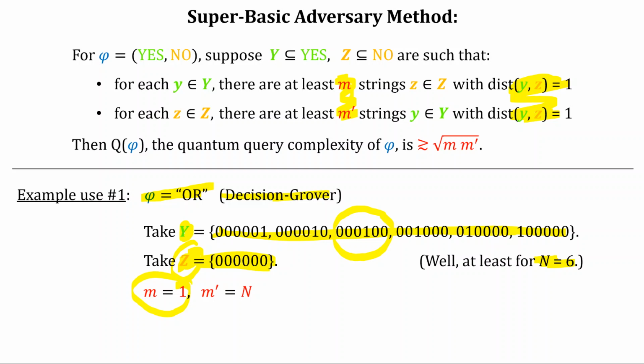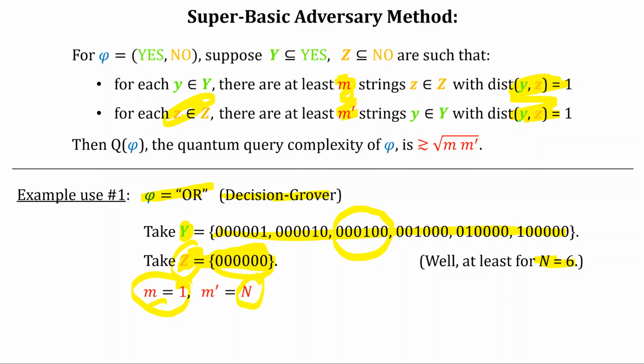Now, what about m prime? Well, for m prime, we have to look at all strings in Z. There's only one of them, the all-zero string. And we have to ask how many strings are there in capital Y that are at Hamming distance 1. Luckily, all of them are at Hamming distance 1, and there's capital N of them in general.